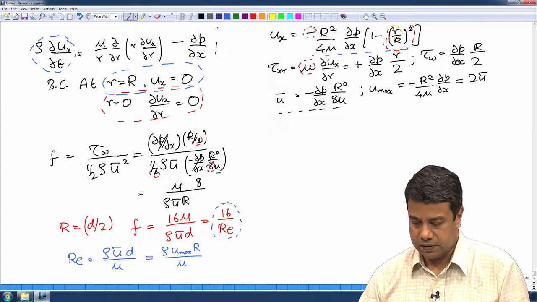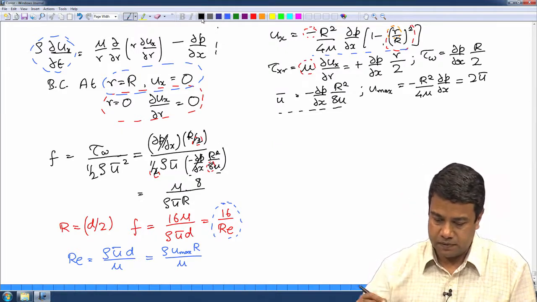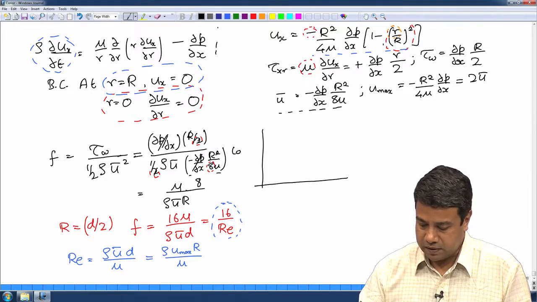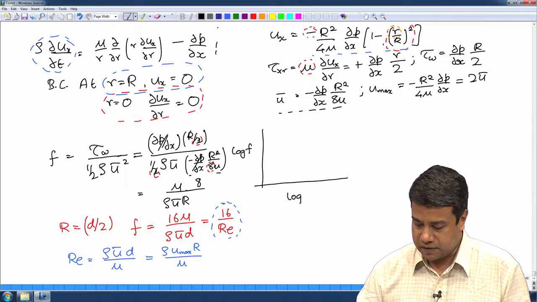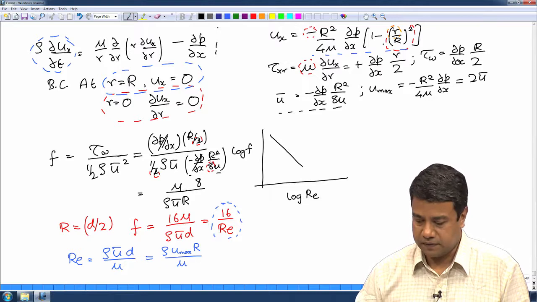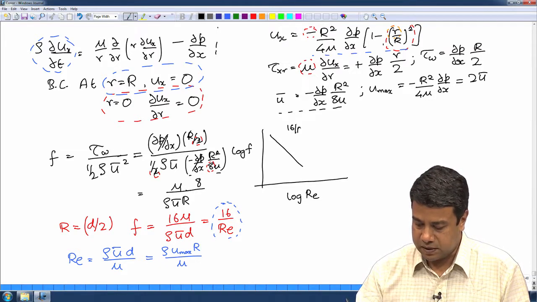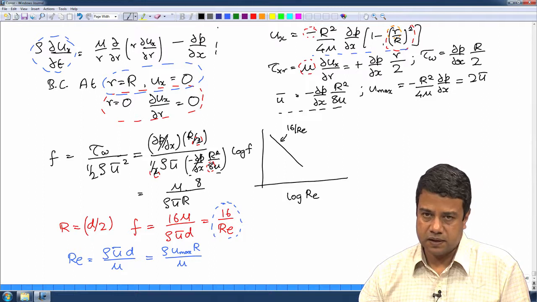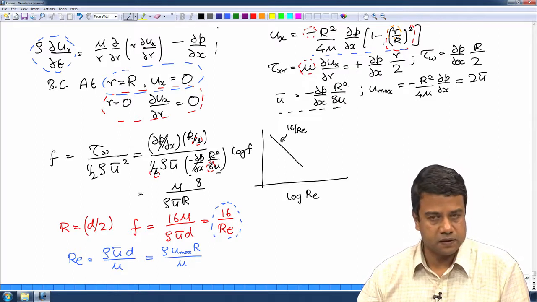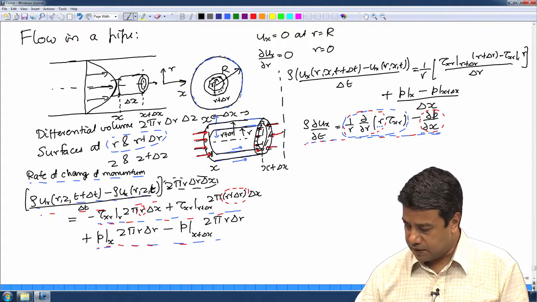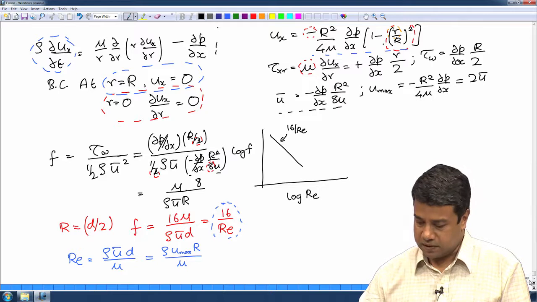And therefore, for a pipe flow, we have got the velocity profile and the friction factor, and if I plot log of friction factor versus log of Reynolds number, it has a -1 slope in a log-log graph, and this one is 16 by Re, for a pipe flow. So, this is all for what is called a laminar flow, where the velocity profile in the pipe consists of nice smooth streamlines.